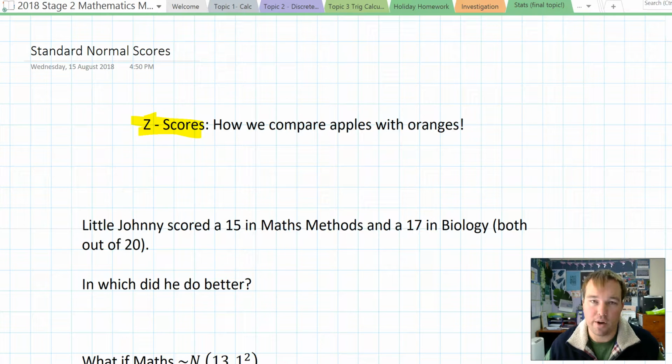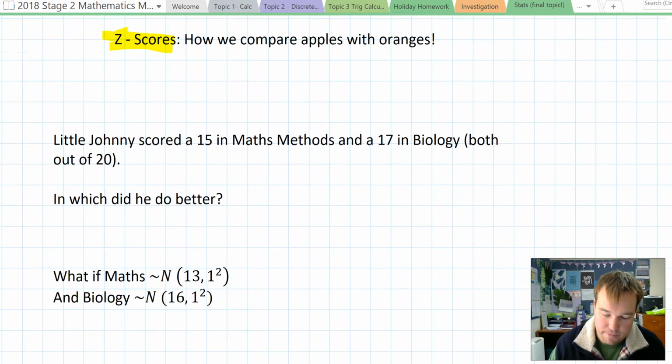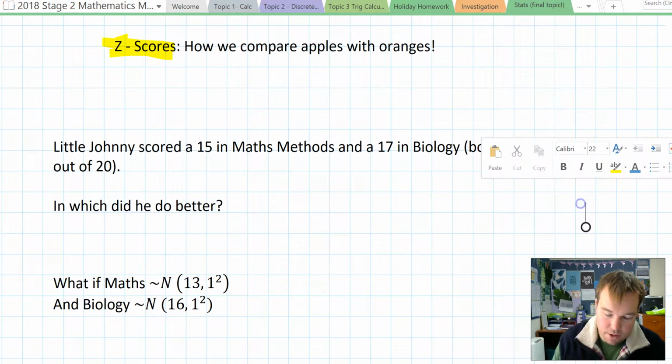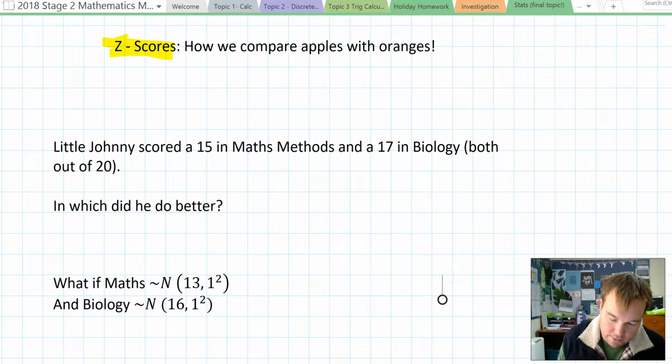But remember, quite often we grade relative to the mean, and this is effectively how SACE does it. You look at where the average student is and how far above or below the average student you are. So, what if maths is distributed normally with a mean of 13 and standard deviation of 1, and biology with a mean of 16 and standard deviation of 1? Now which should he do better in?